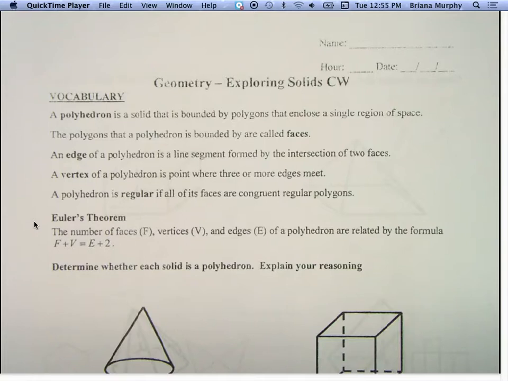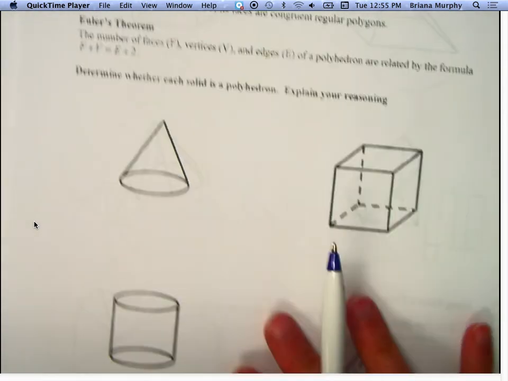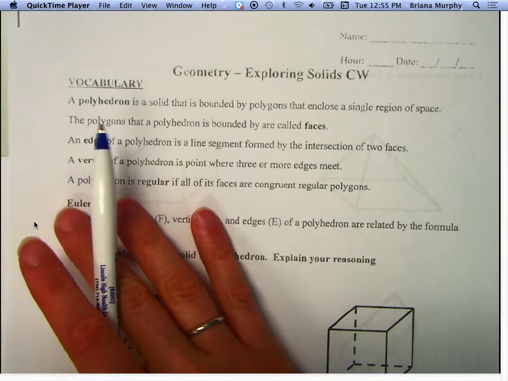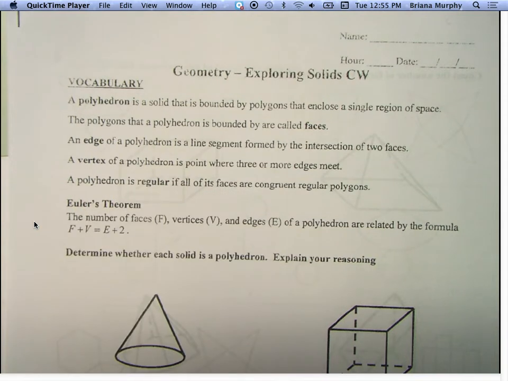Looking at exploring solids. Let's make sure we write all this down so you understand what's happening. A polyhedron is a solid that is bounded by polygons that enclose a single region of space. The polygons that a polyhedron is bounded by are called faces.